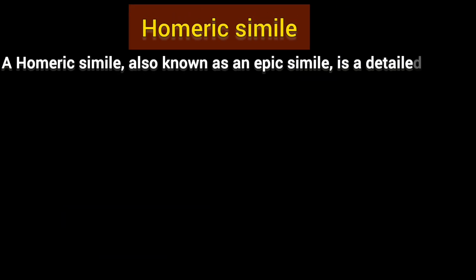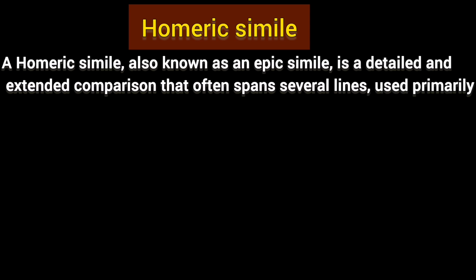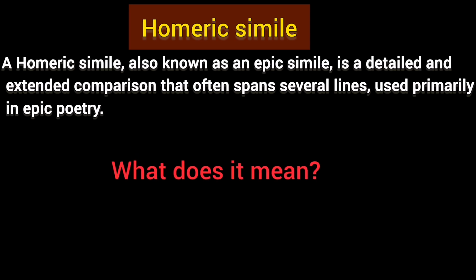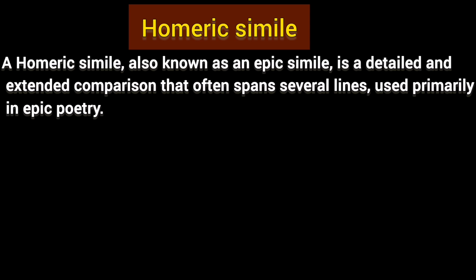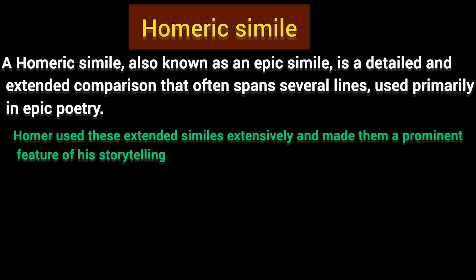It can be defined as: a Homeric simile, also known as an epic simile, is a detailed and extended comparison that often spans several lines, used primarily in epic poetry. What does it mean? Simply, it means that a Homeric simile is a type of simile which is also called an epic simile. You should keep in mind that Homer used these extended similes extensively and made them a prominent feature of his storytelling technique. That is why it is called a Homeric simile.